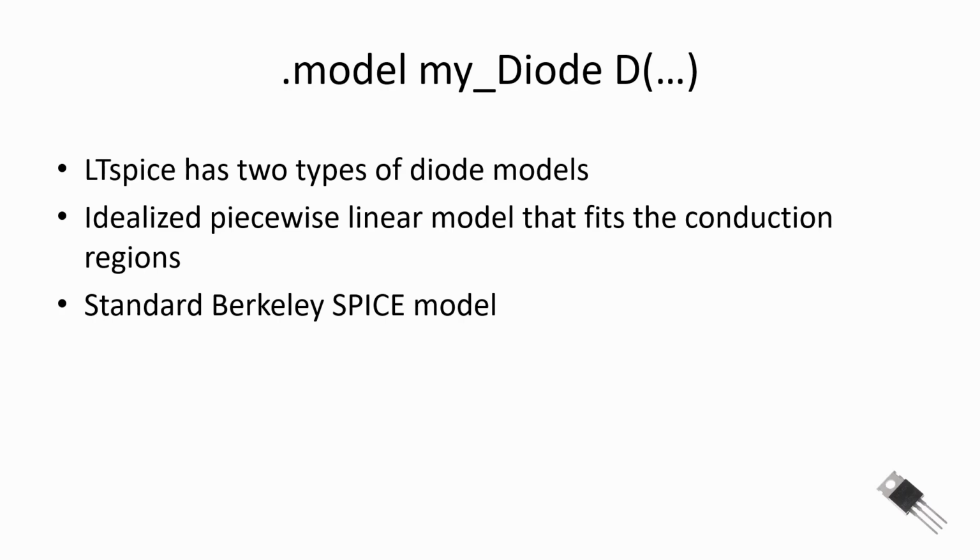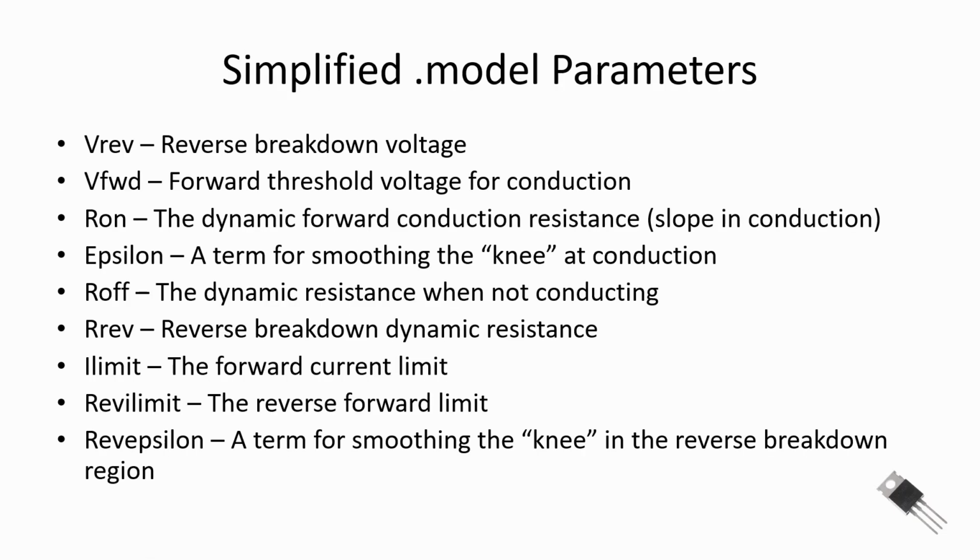Let's talk a little bit about this. In LTspice, we've got two types of diode models, and one of them is a piecewise linear model, and that's the one we're going to use. That's the ideal one, and it fits the conduction regions for the diode. And the other one, and I'm not going to talk about this one, is the standard Berkeley Spice model that was developed many years ago. So again, LTspice has two different ones. We're going to focus on the idealized one. In the idealized one, the minute you put down a forward voltage in the model statement, and I'll show you how to do that, it's going to generate and pick the idealized linear conduction model.